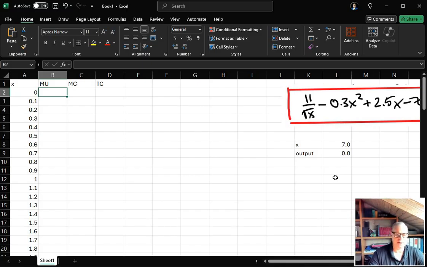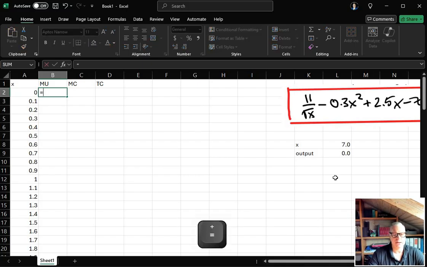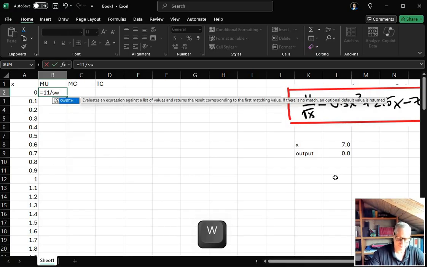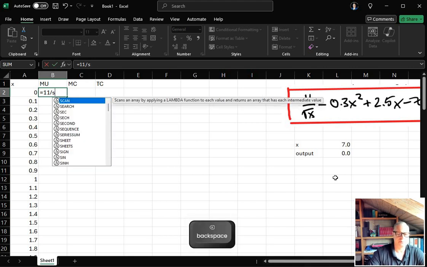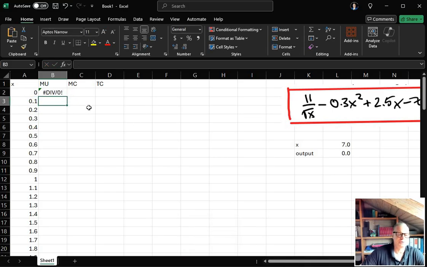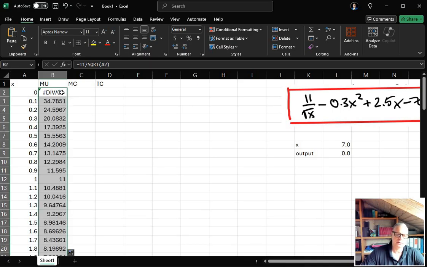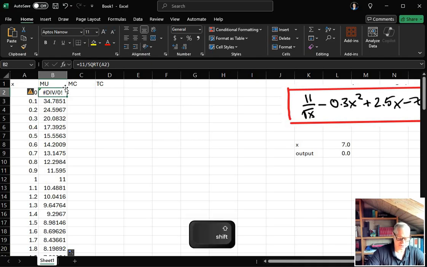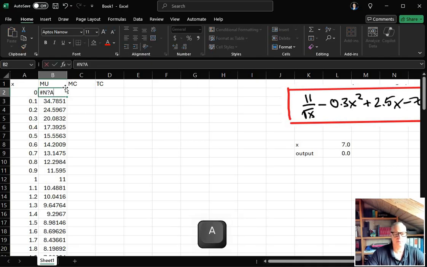Okay, so I remember the marginal utility was equal to 11 divided by the square root of x. Now I will get an error, but that's okay, because beginning from 0.1 there won't be an error anymore. So now I'll just copy this down. You can do that by clicking into this little square, double click, and then I'll just say this is a number which is not available, NA.